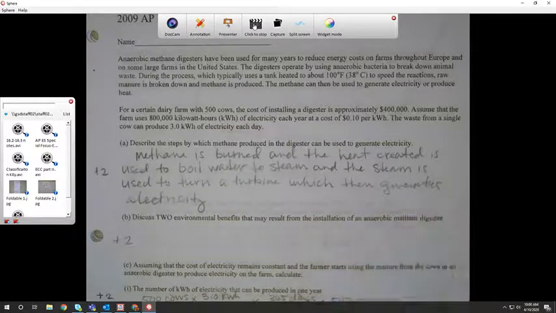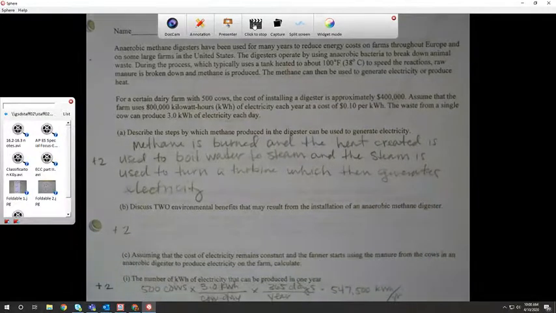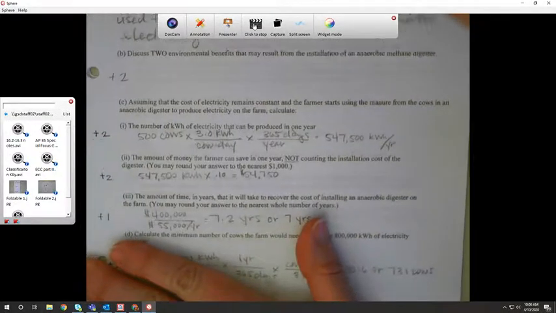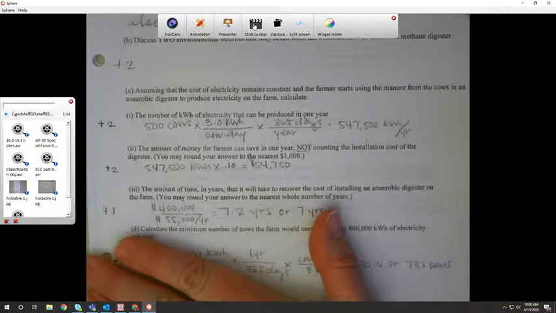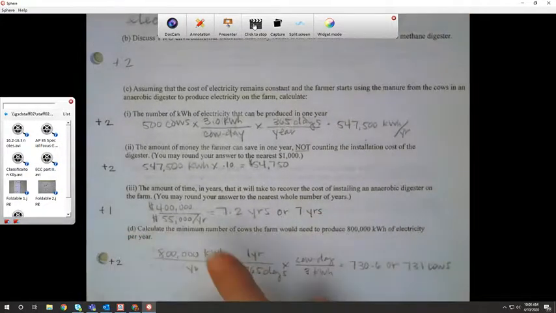Okay, number 2 I'm going to let you guys do on your own. So let's scoot down here to the rest of these. Or part B, you're going to do on your own.